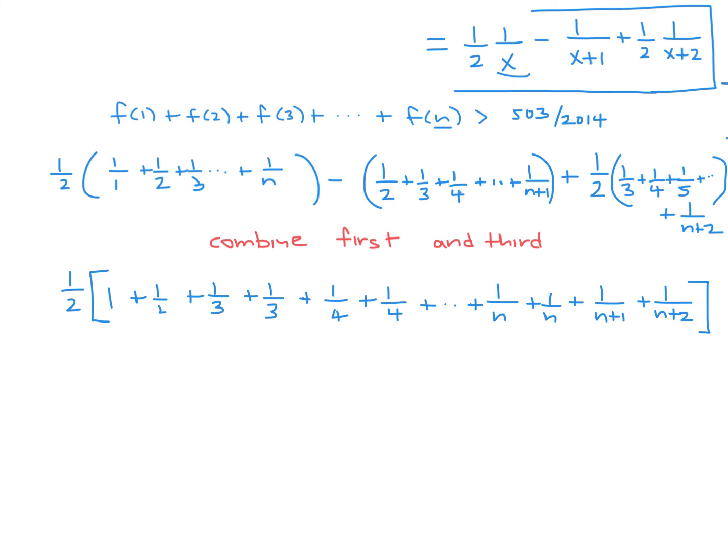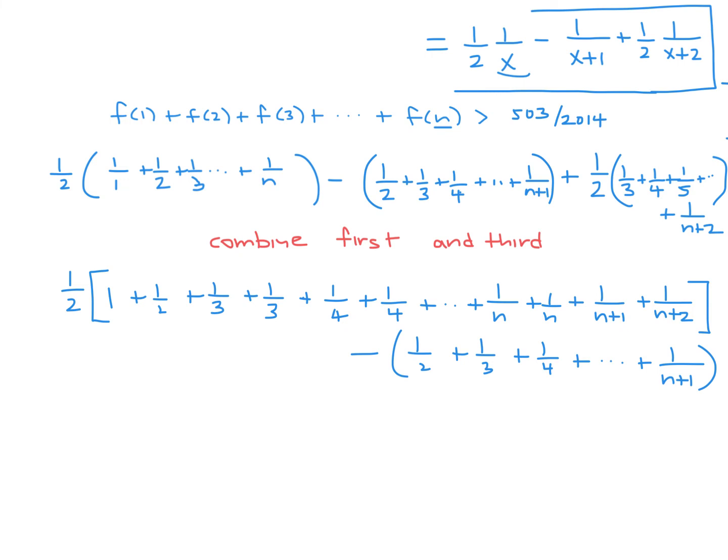And then don't forget this guy. We got to put that in there. That's just going to be, well, for now, it'll be exactly the same. 1/2 plus 1/3 plus 1 over 4 plus dot, dot, dot, all the way to 1 over n plus 1. Okay, now let's see if this gets us anywhere.